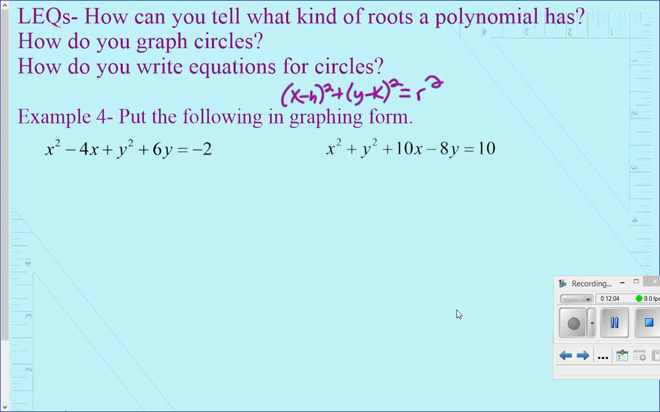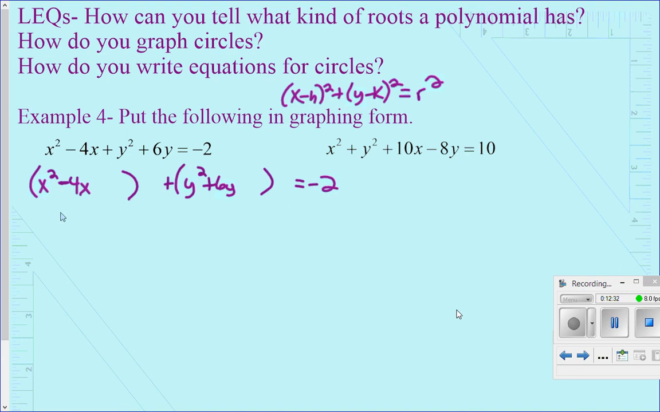So the way that we did that, if you recall, was we completed the square. That's exactly what we're going to do here. We're going to complete the square to get this into graphing form. So I'm going to group the x's, skip a little space after my parentheses, plus sign, group the y's, skip a little space, and equals -2.